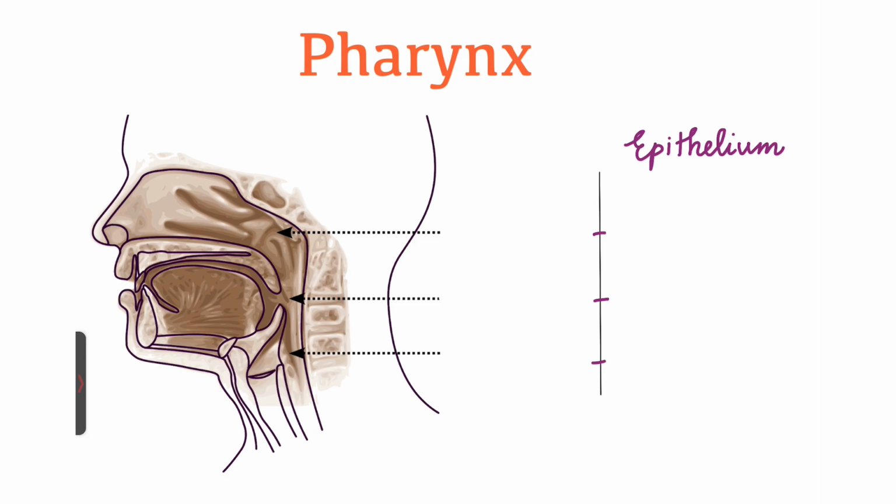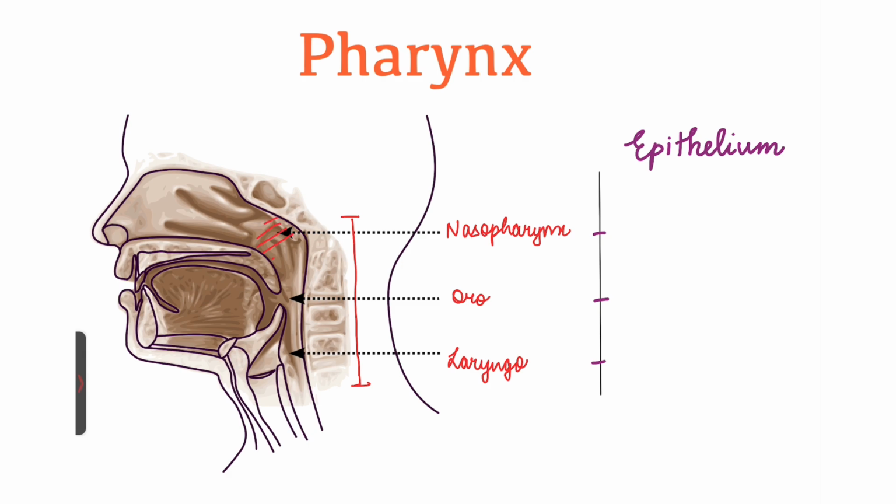The pharynx is a muscular tube which extends from the base of the skull to the lower border of the cricoid cartilage. It can be divided into nasopharynx, the oropharynx, and the laryngopharynx, which is also known as the hypopharynx.